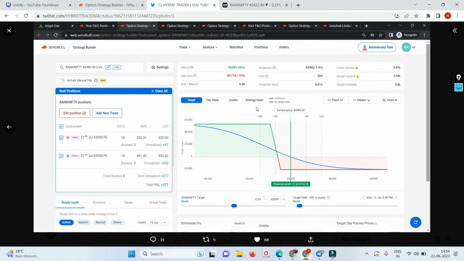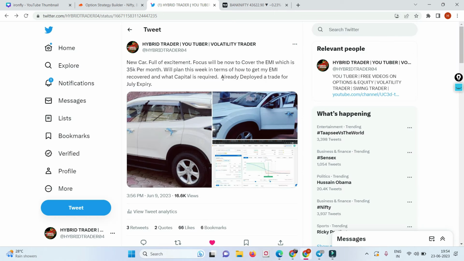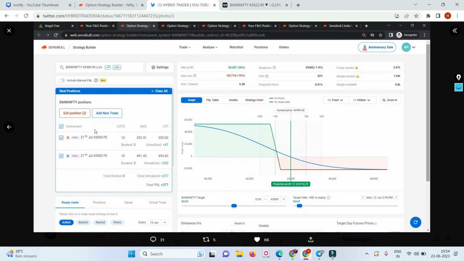And then what did I say? I said I've just deployed a trade. Let me show you this here. I said I've already deployed a trade for my July expiry guys. This is the trade. What I've deployed is for the July month. On 9th of June, I've deployed a put debit spread.